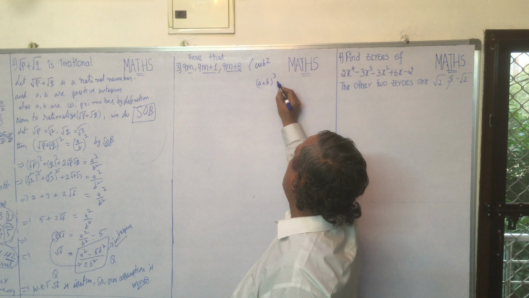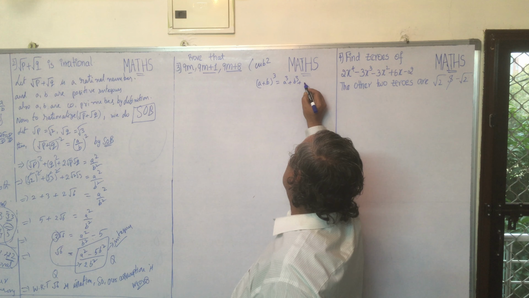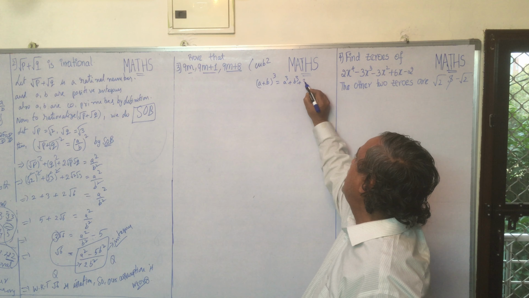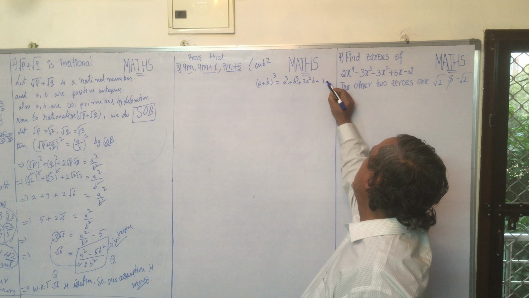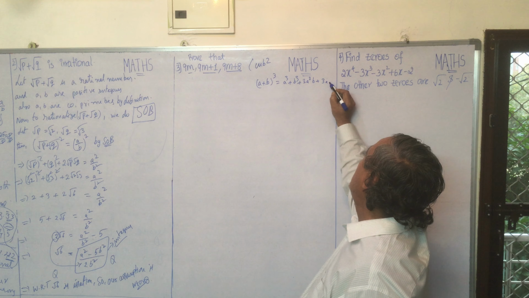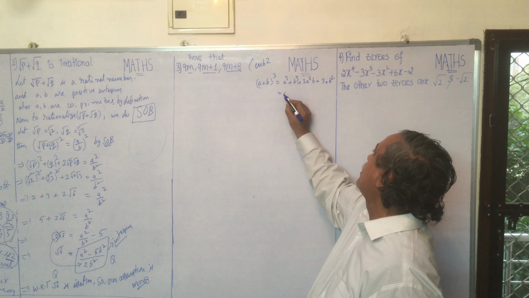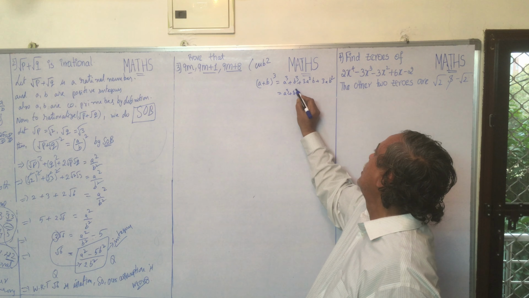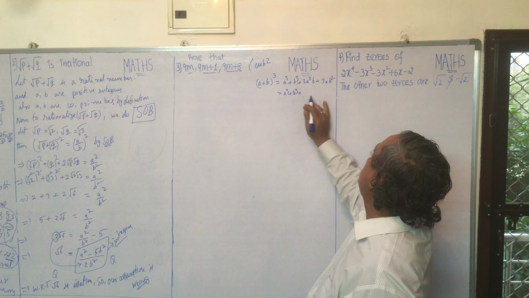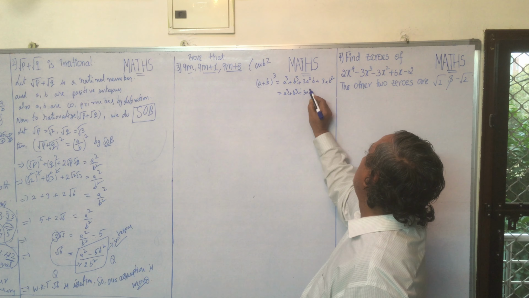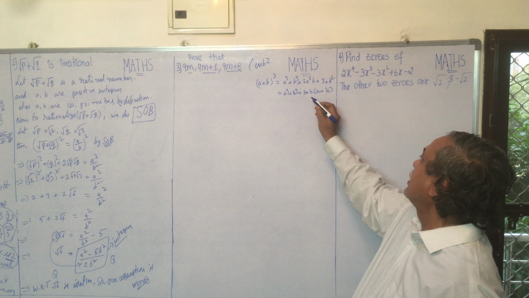(a plus b) whole cube is equal to a cube plus b cube plus 3a square b plus 3a b square. This is the formula, or it can be written as a cube plus b cube plus 3ab times (a plus b). In this way you can also write the formula.